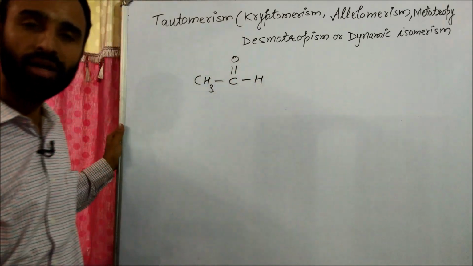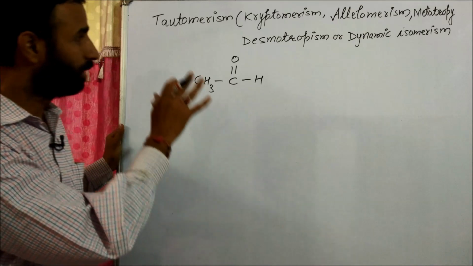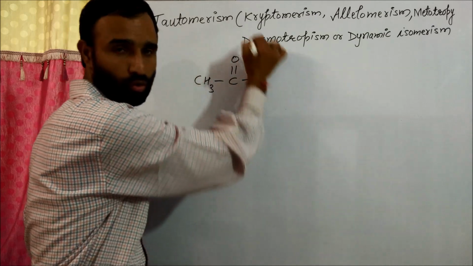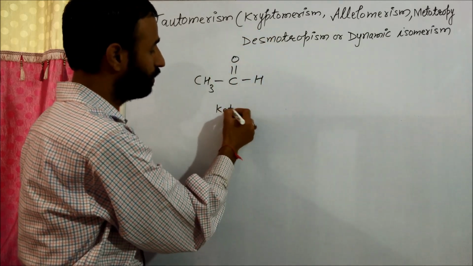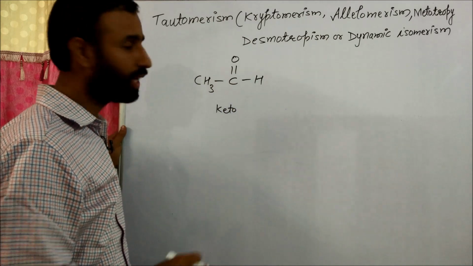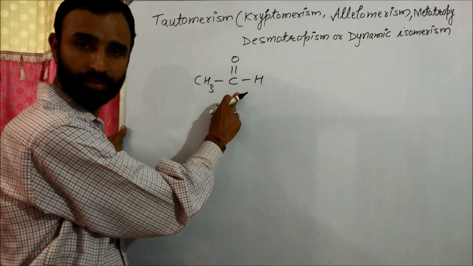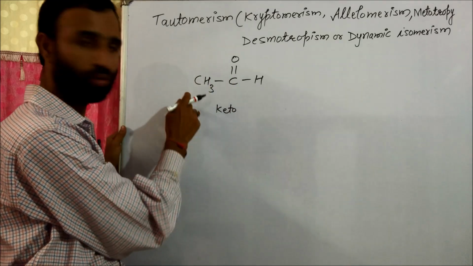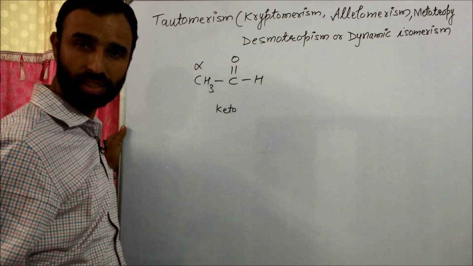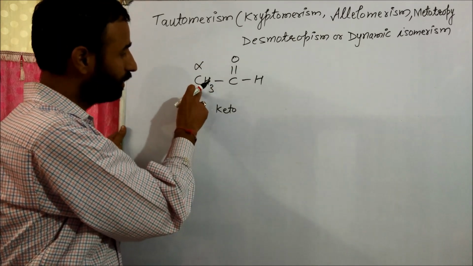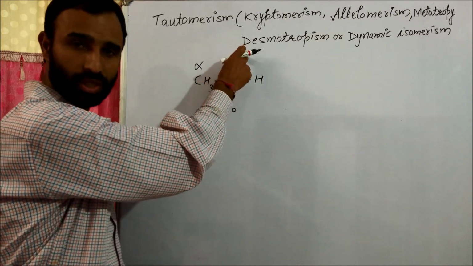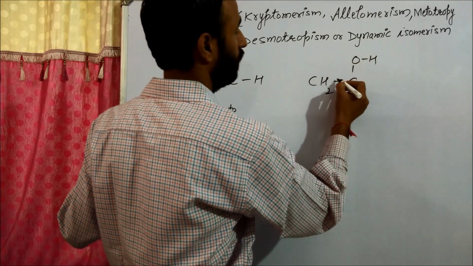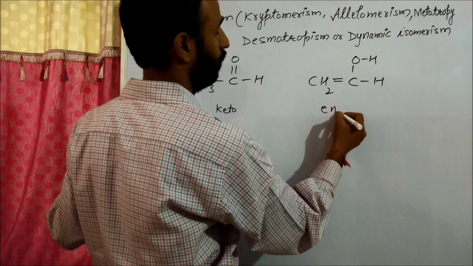This is ethanal, acetaldehyde, but for the namesake we call it keto because of this CO group. This is known as keto form. Now what is our requirement? We should have an electron withdrawing group, that it has. We need alpha hydrogen, that it also has. That means tautomerism takes place. So hydrogen shifts from this carbon to oxygen. So this is the enol form.